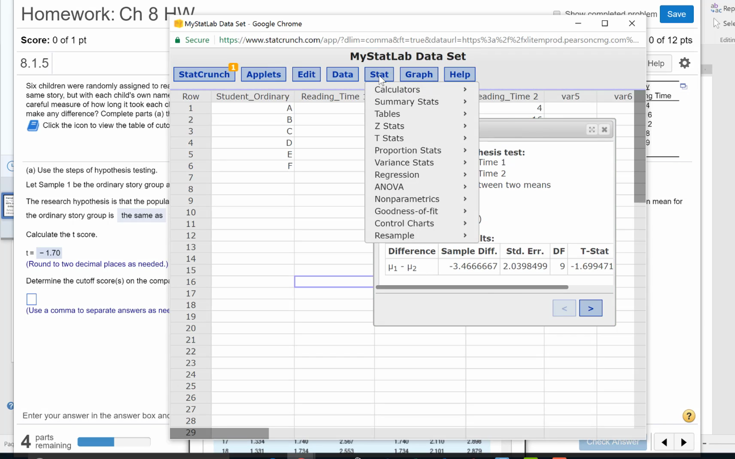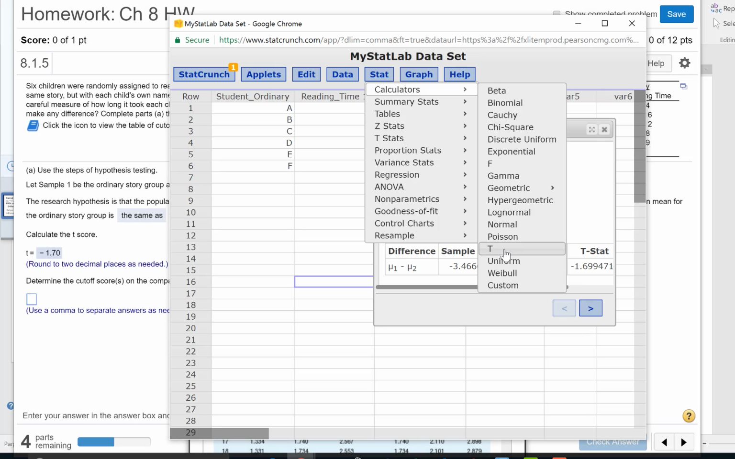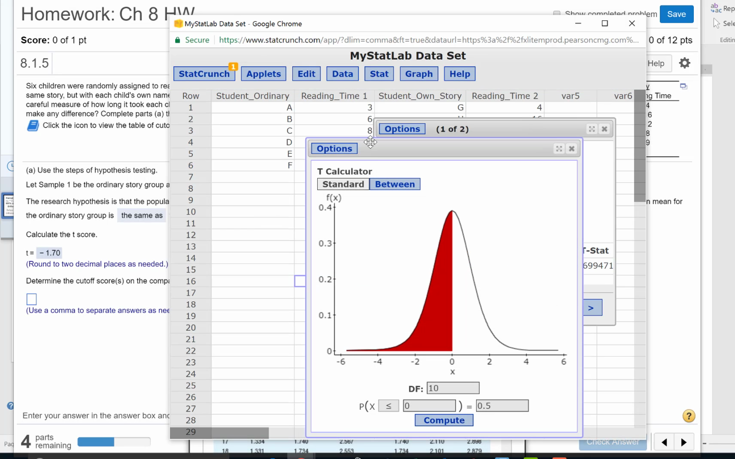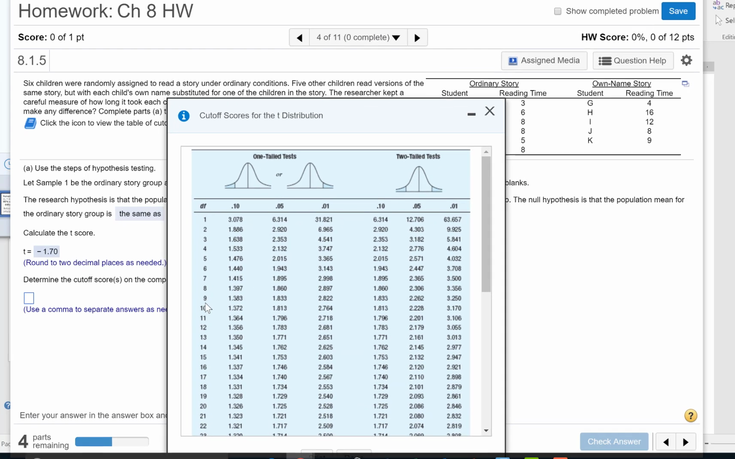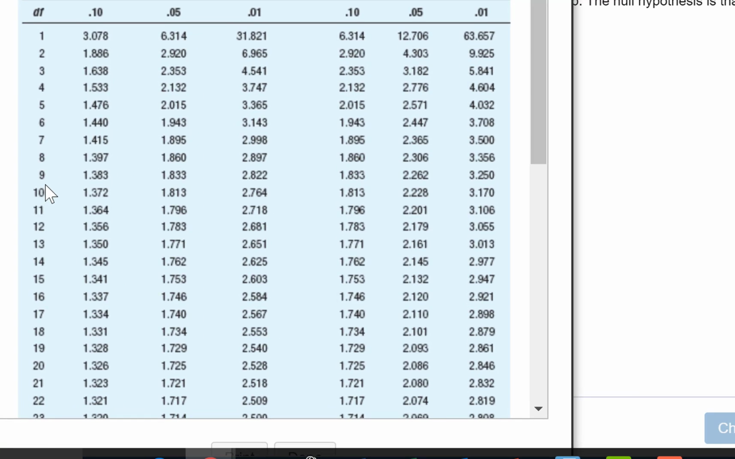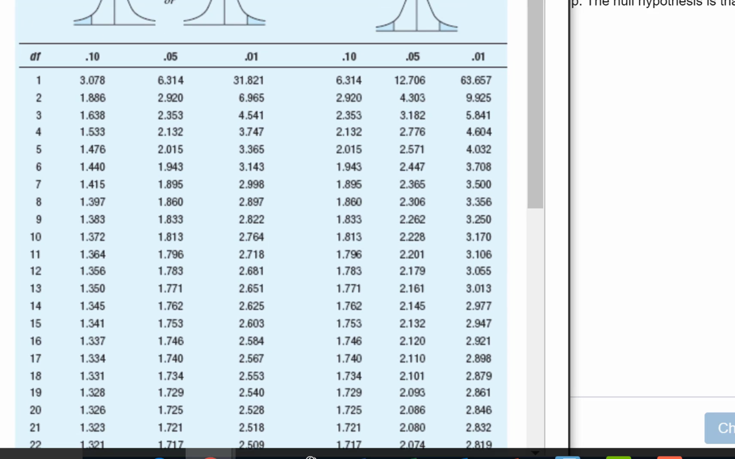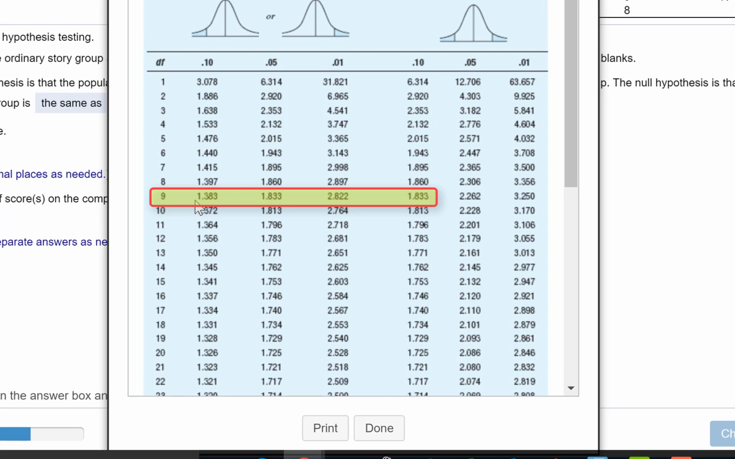So again, let's go ahead and go to stat, calculators, t-stat. Actually, I'm not using that, I'm going to use the table first. I'll show you that calculator in just a second. So we have df of 9, and we are doing 0.10, right? Using the 0.1 level of significance. So we are at 1.833 would be our cut score.